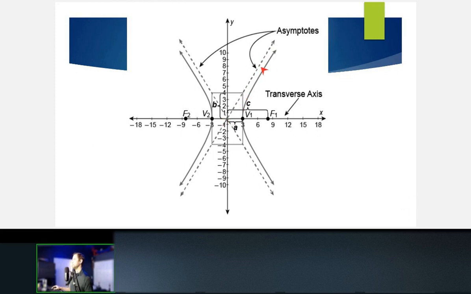We have these dashed lines. These are the asymptote equations graphed. Because it opens up left and right, this is your transverse axis. It opens up left and right, which means this is your conjugate axis, which we don't have labeled in this diagram. All right.